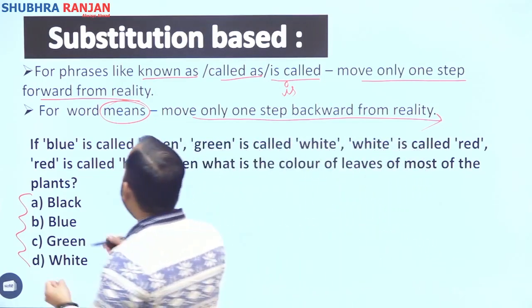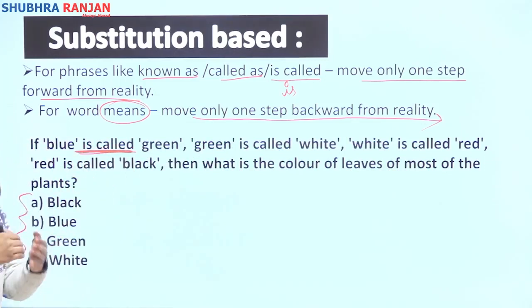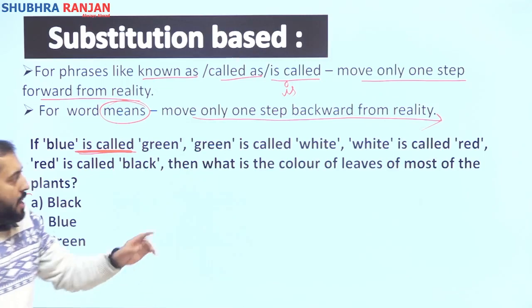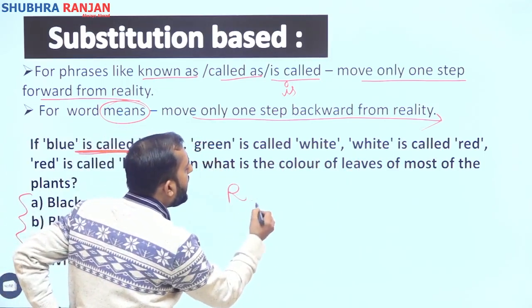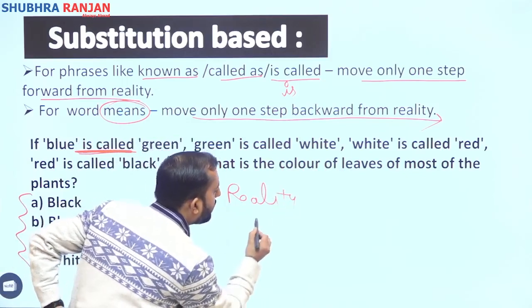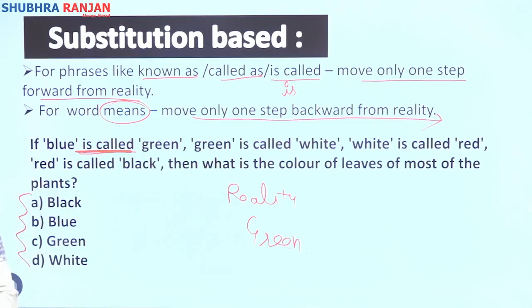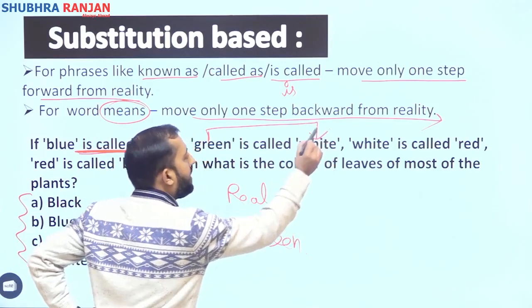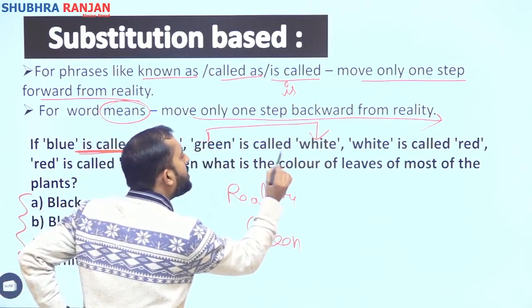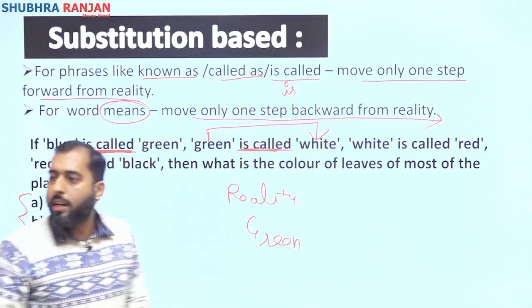So obviously, is called is present over here, so we will go one step forward from reality. See, what is the color of leaves of most of the plants? So reality over here is green, right? So we will go one step forward from green. One step forward from green is white. Why are we going forward? Because is called is present, hence the answer is white. Clear, everybody?